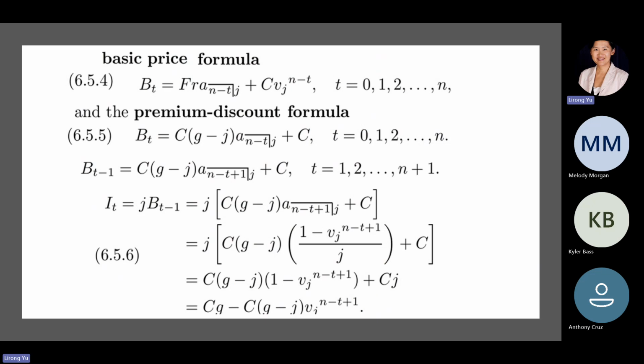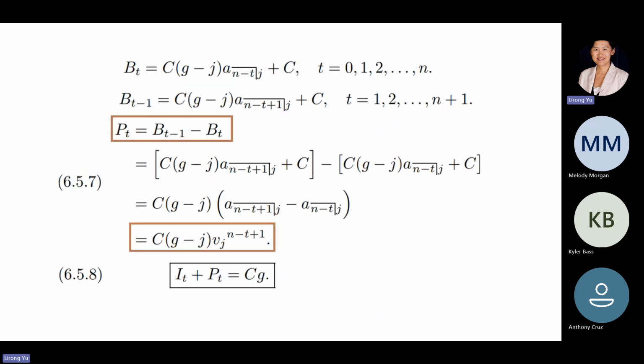That is an interesting formula, because you see CG is actually the coupon payment, the quantity of the coupon payment. So IT equals the coupon payment minus that part. And we remember that in every coupon payment, some of the payment is for the interest, and some is for the principal, right? That gives us the idea that if CG minus this is the interest, then the part being subtracted must be the principal, the PT. So this gives us a formula for PT.